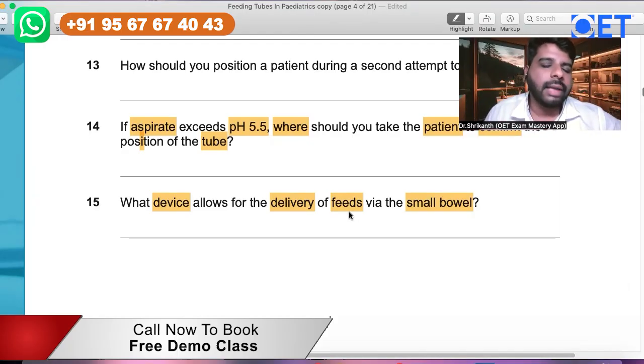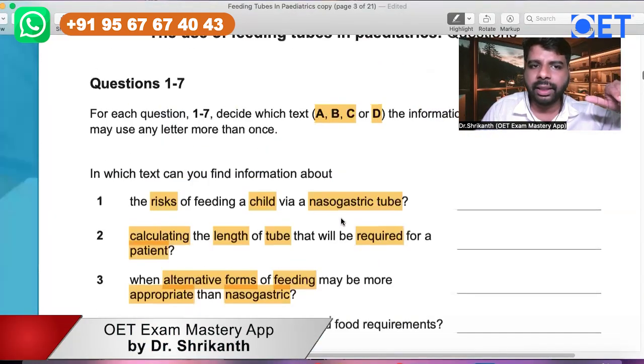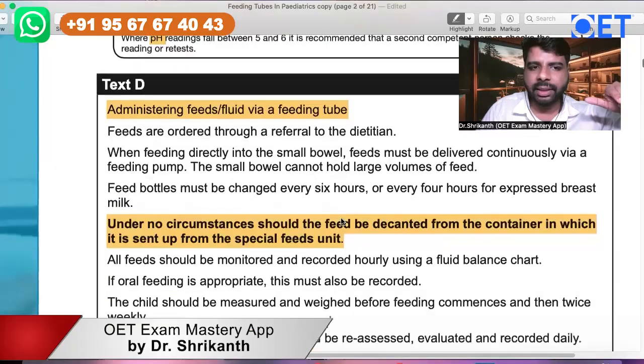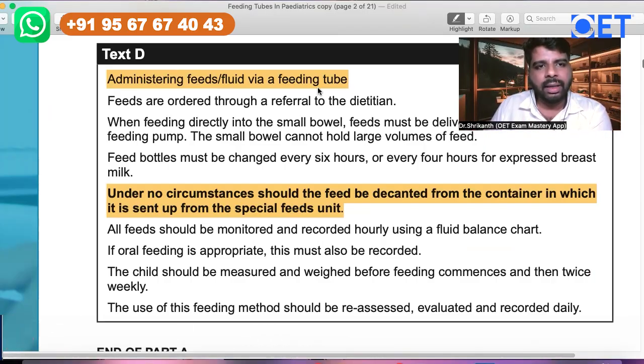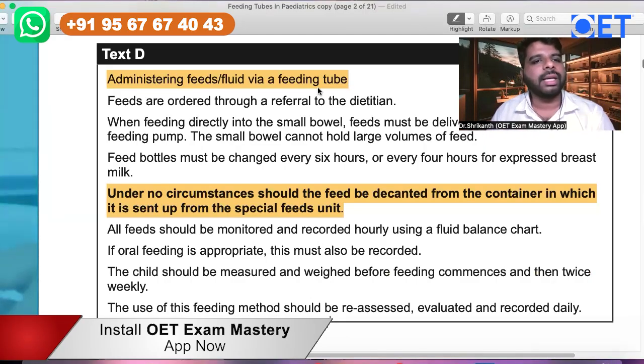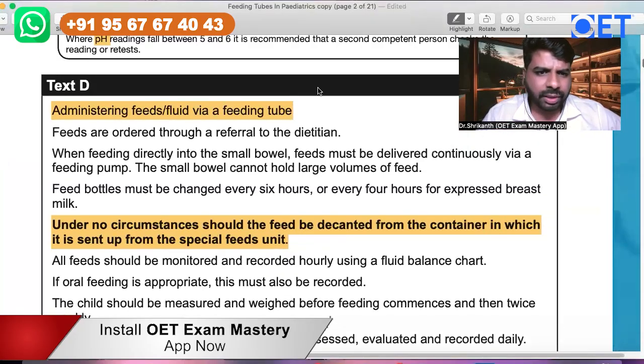Now, where is the answer going to be? It is going to be in text D, because see, delivery of feeds. Okay, feeds. Where did we read that? We read that in text D, right? Administering feeds, fluid via a feeding tube. Right. So your intuition, your sixth sense, is telling you it is going to be in text D. So you come to text D over here. Right. So now you see where it is mentioned.